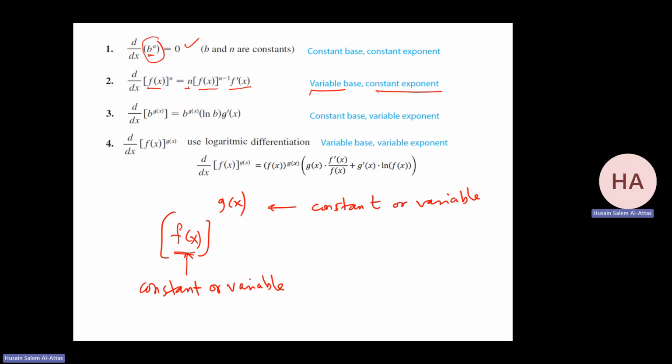The next case is where f is a constant but the exponent is a variable. So I have a number to the power g of x, and the derivative will be b to the power g of x times ln b times g prime of x. The last case, which is the main case, is a function to the power of a function, variable base and variable exponent. What I need to do is logarithmic differentiation and then use implicit differentiation.